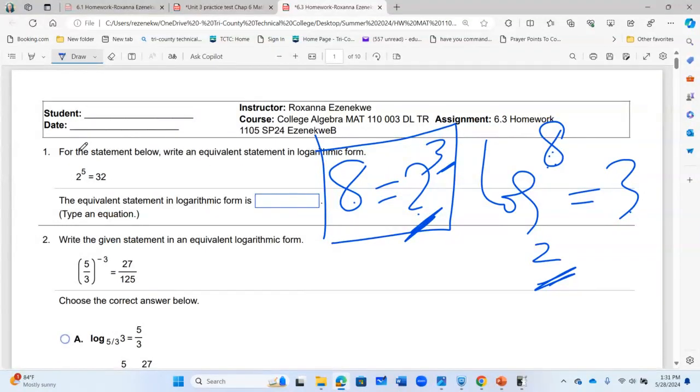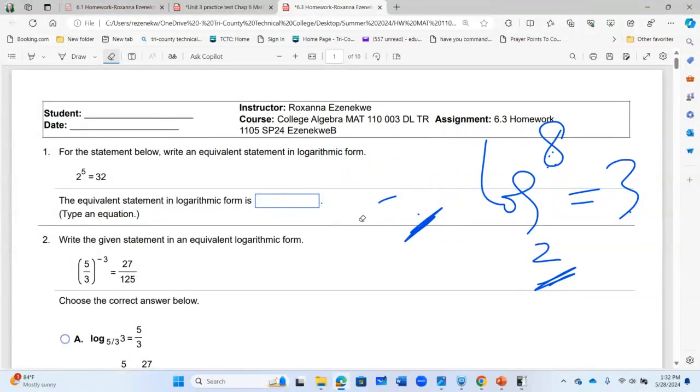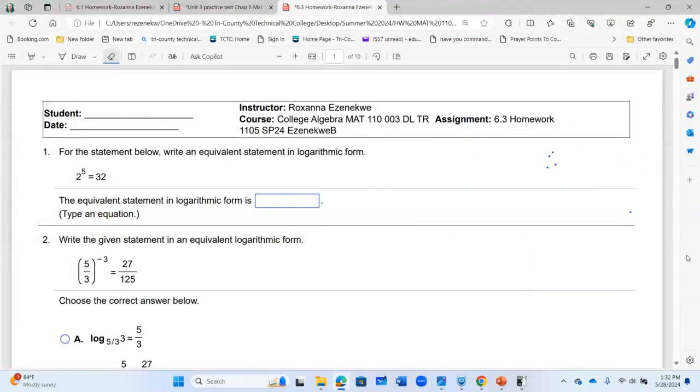Let's start from number 1. So we are now in section 6.3. We have 6 sections in this chapter. This unit 3 is chapter 6 only. There are 6 sections. We're in 6.3 now. The most important sections are 6.5 and 6.6. I don't think we have 6.4.